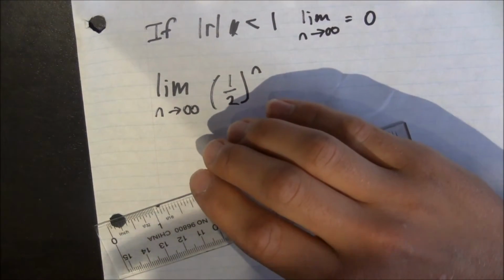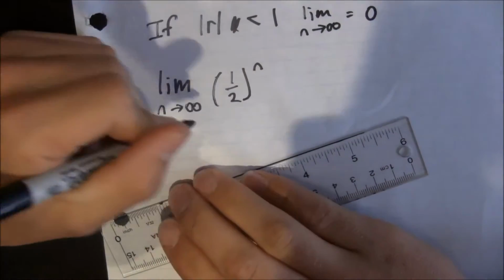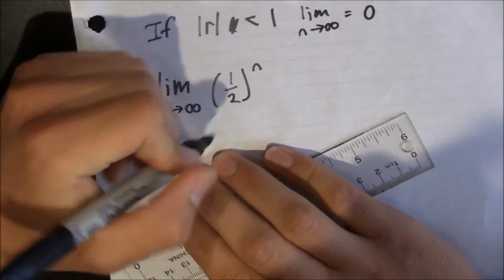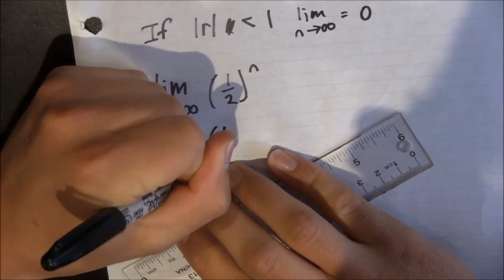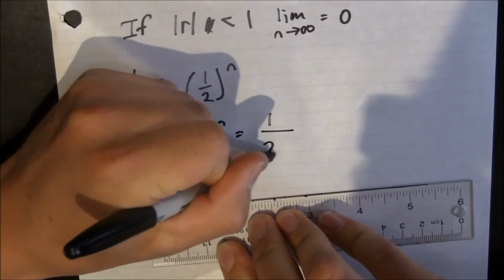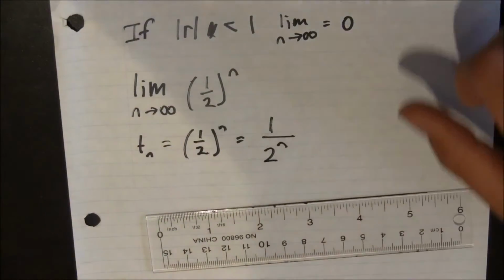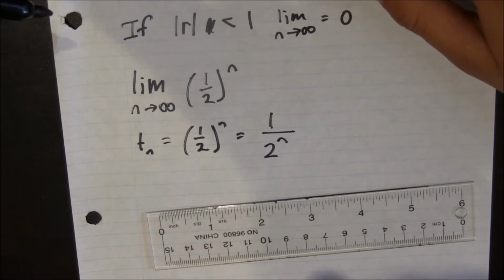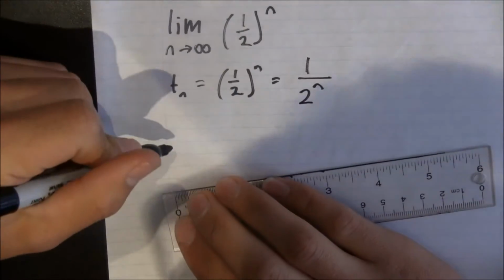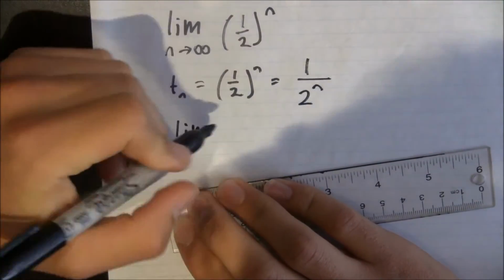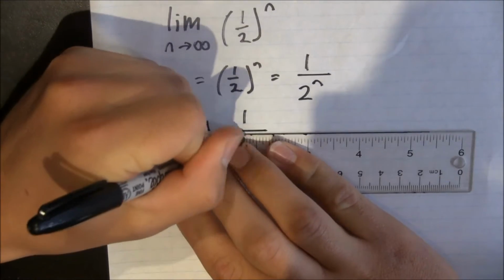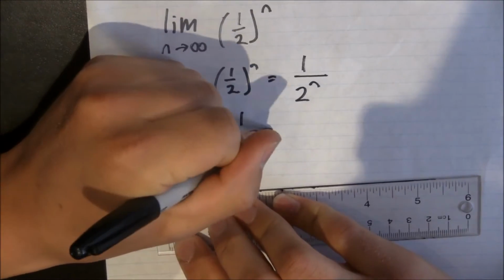Okay, well, what do we do here? We can expand the n into the fractions, so we can say Tn is 1/2 to the n, which is just another way of writing 1 over 2 to the n. Now, what happens as n approaches infinity? Well, the denominator becomes infinitely large as n increases. So what I can say is the limit as n approaches infinity of 1 over 2 to the n is in fact equal to 0.